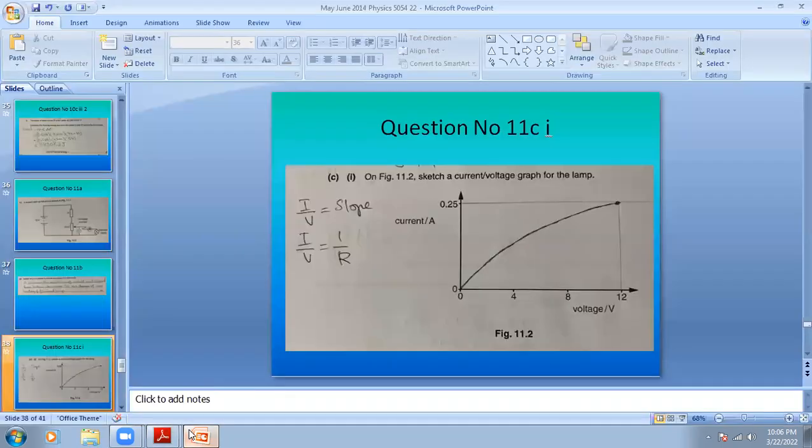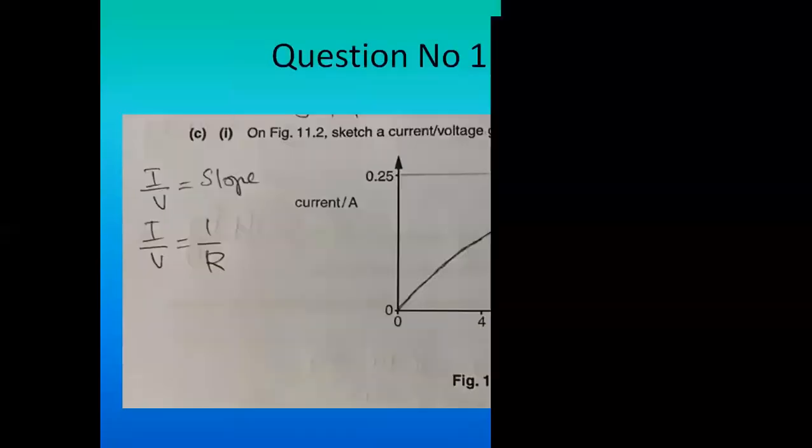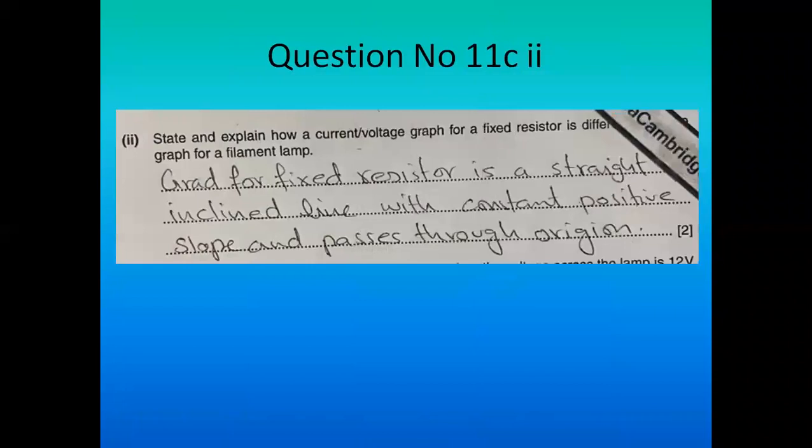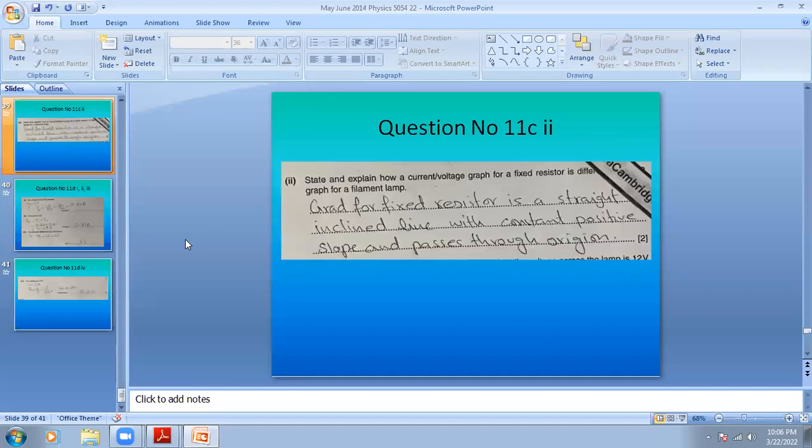Let me show you, because the fixed resistor obeys Ohm's law. So the current and the voltage are directly proportional. I have written "graph" here; sorry, this word is graph. The graph for a fixed resistor is a straight inclined line with constant positive slope and it passes through the origin. So hopefully you understand this.